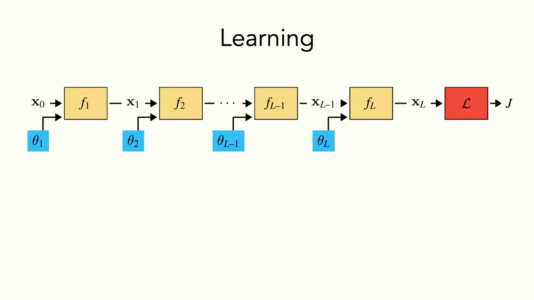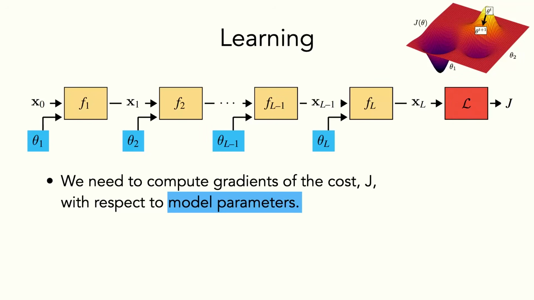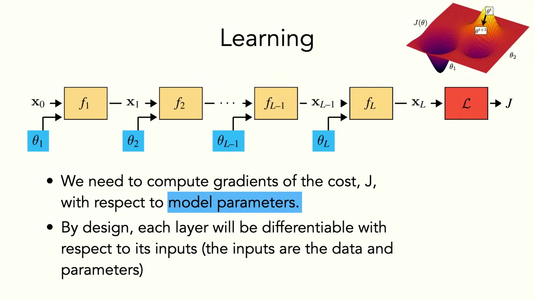So when you're thinking about learning, in order to calculate this learning, that's where we think about computing the gradients of the cost with respect to all of those model parameters all the way through the network, right? By design, every single layer will be differentiable with respect to its inputs, and therefore it is possible to compute that gradient with respect to all of these model parameters, so you can figure out how you need to update those model parameters to move to a more optimal cost.